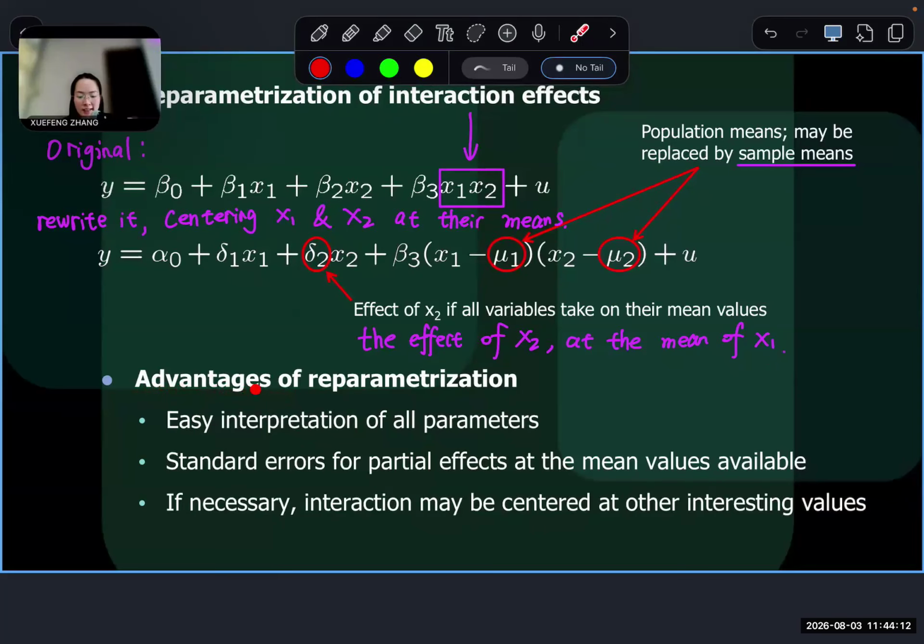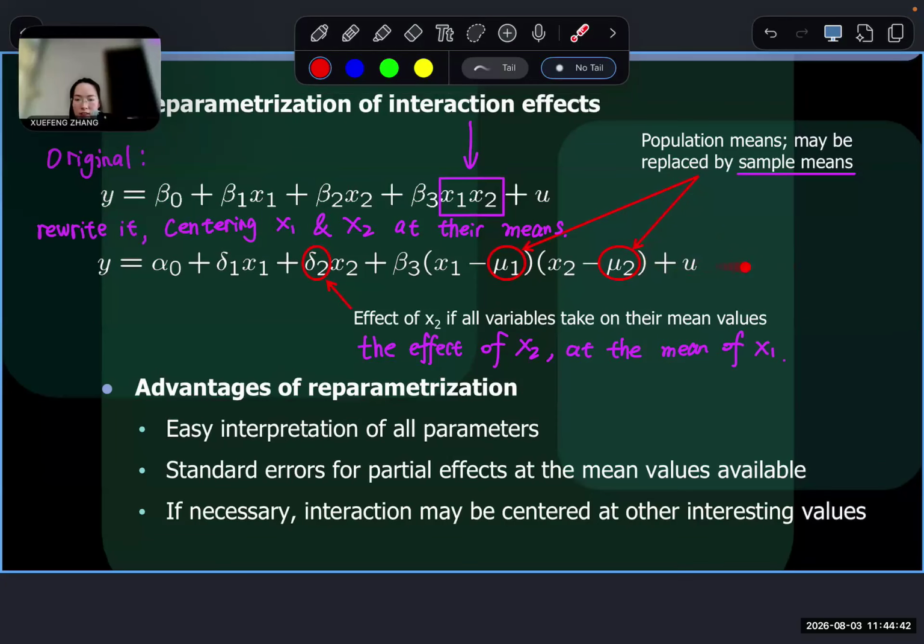So here are the advantages of reparameterization. Why do we need it? Why bother? Basically, there are 3 advantages. The first one, easy interpretation, because every coefficient now means something real. And then standard errors for partial effects at the mean values are available. So we can get it from the regression output directly because this regression output gives you the SE of delta 2 automatically. You don't need to calculate.